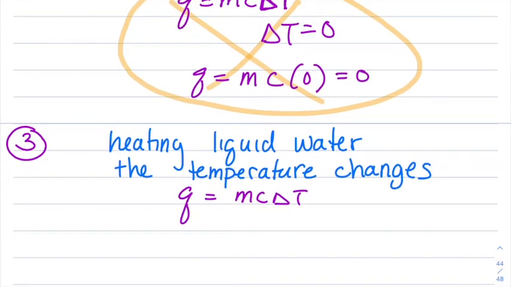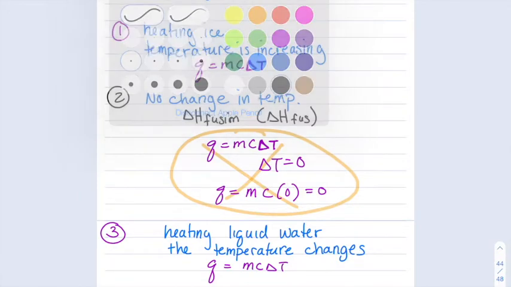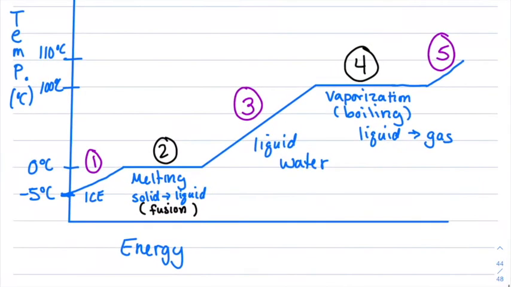Any questions about why we can use that Q equals MC delta T on number 1 and number 3, but we cannot use it on number 2? Okay. So next up, we're going to look at number 4. So number 4 is another phase change. And here, again, we don't have any change in temperature. That means we can't use Q equals MC delta T.